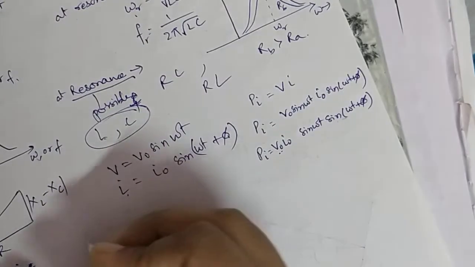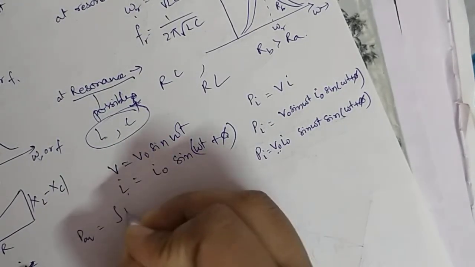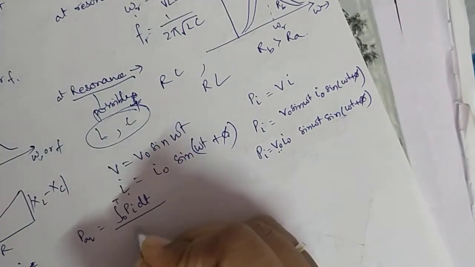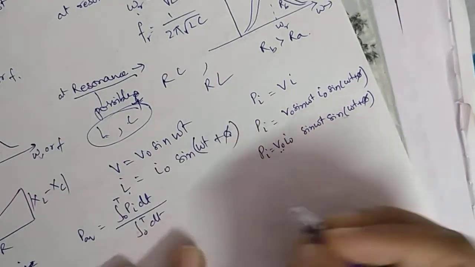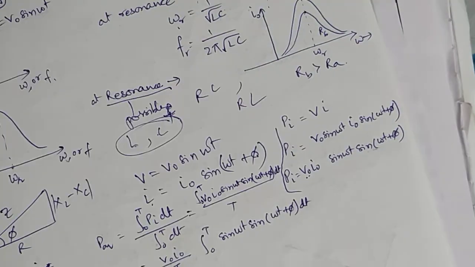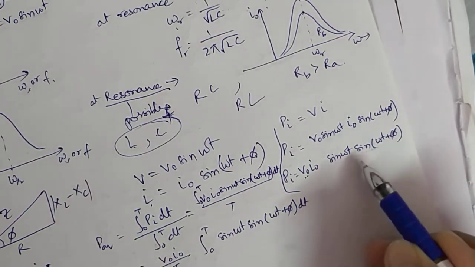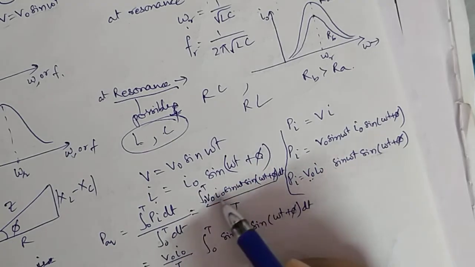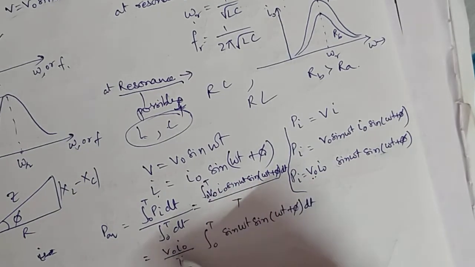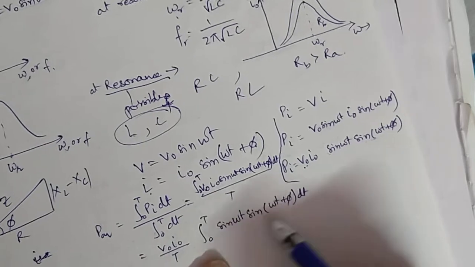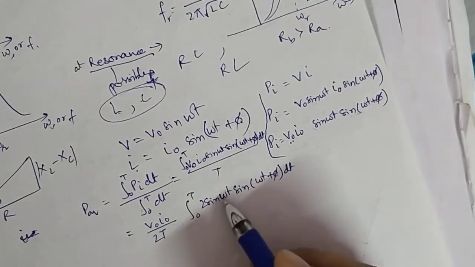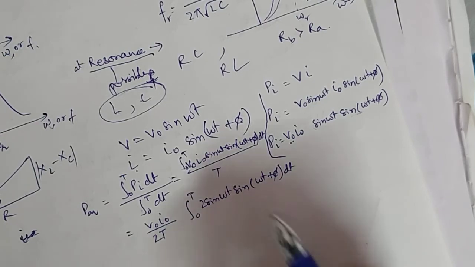Now for average power, we know that average power is the integration of instantaneous power dt from 0 to T divided by the integration of dt from 0 to T. So this will be equal to this. Average power value is this. Then when I substitute it here, V0 I0 I can take outside, and T also will be here. What is left is this. Now I can multiply by 2 and divide by 2. Now when I'm multiplying, this is the 2 sin A sin B formula.